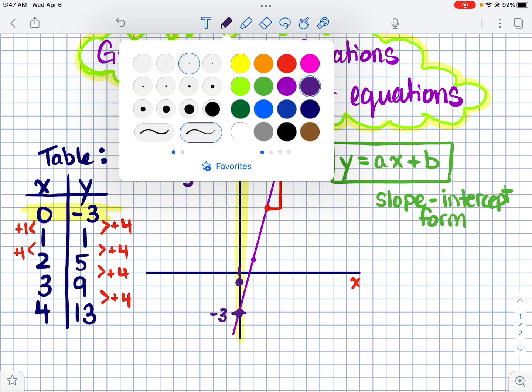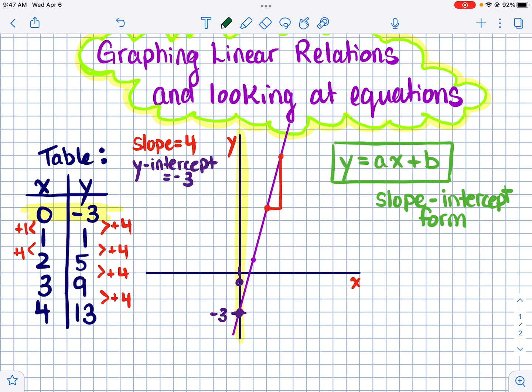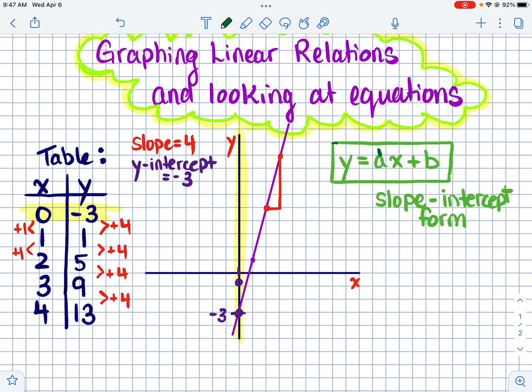It turns out if we know just those 2 pieces of information, we can make an equation of any linear relation. One way to do that is using this form of an equation called slope-intercept form. It's written like y = ax + b, or you may have seen it with an m instead of an a, whichever form. So if we had to write the equation of our relation, we would put the slope in for a and the y-intercept for b.